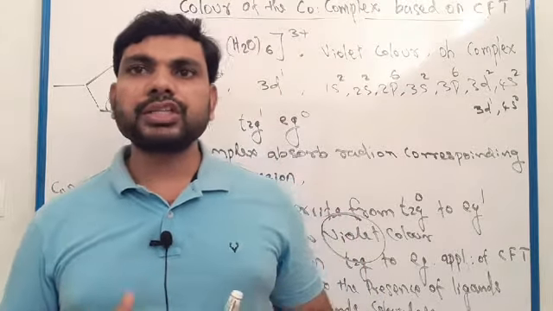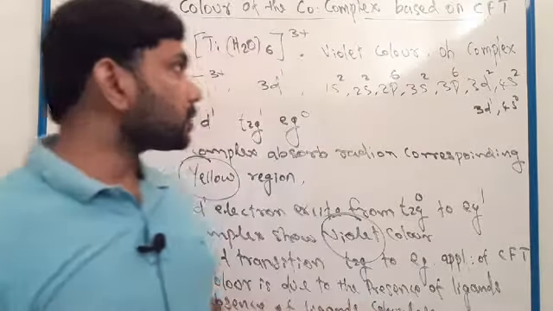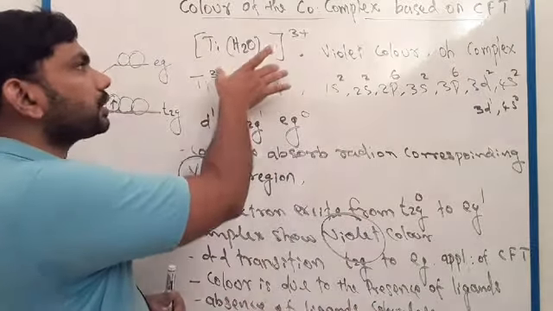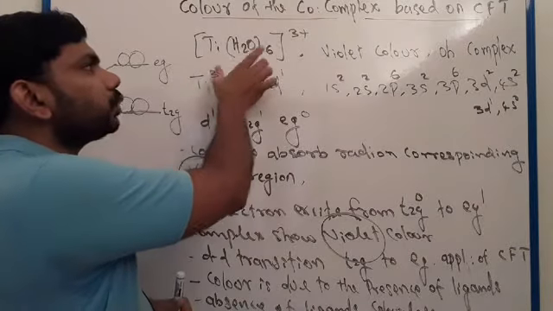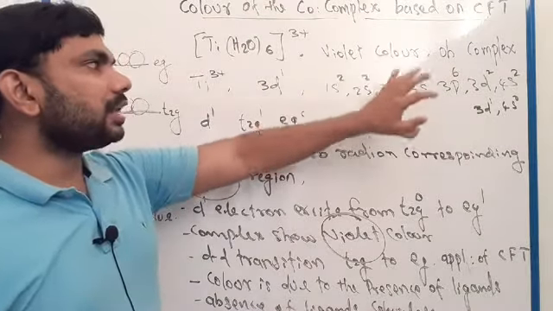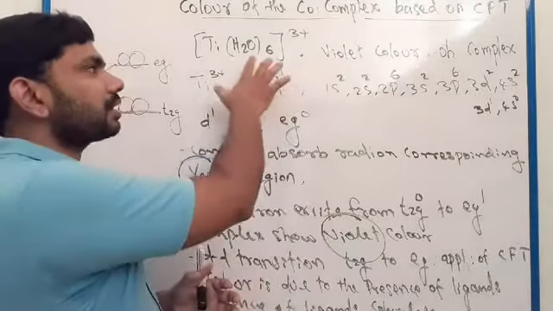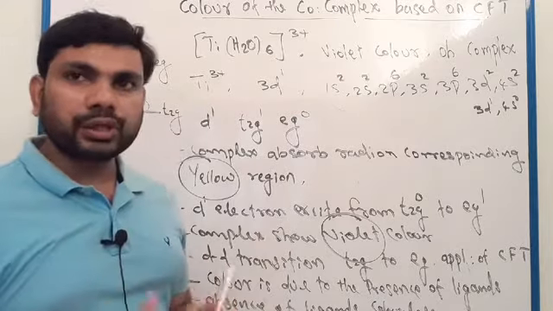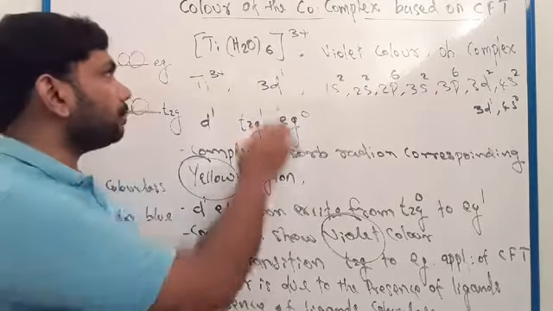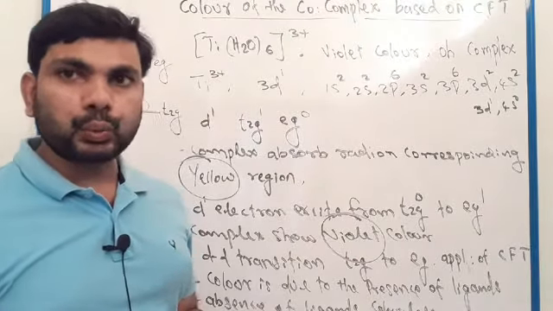Color of coordination compounds based on crystal field theory. See here, this is one coordination compound: titanium with 6 water molecules. It is an octahedral coordination compound, since six ligands are here. Here the central metal atom is titanium, atomic number 22.